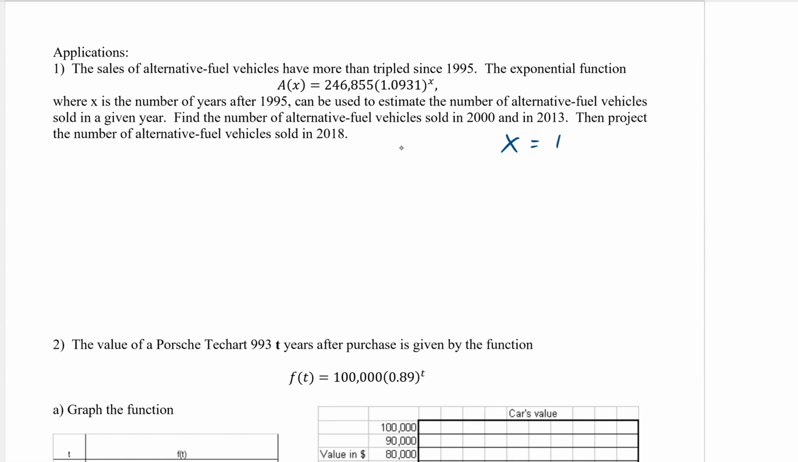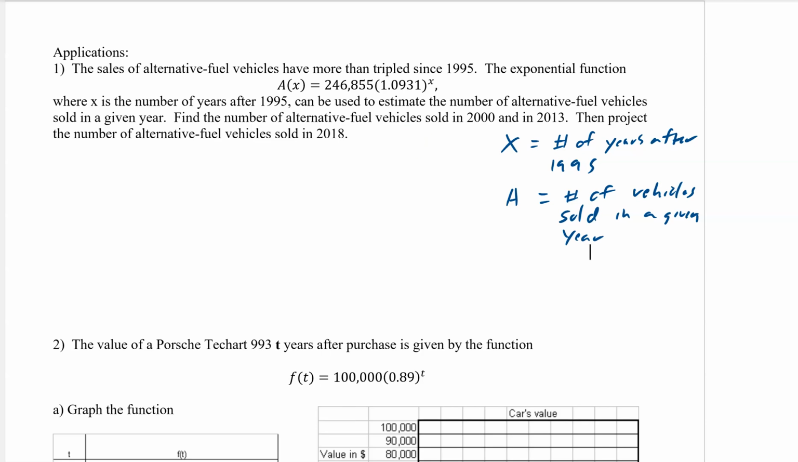So x equals number of years after 1995. And so our A here is the number of alternative fuel vehicles sold in a given year. So number of vehicles sold in a given year. So what that means is if we plug in a year, it tells us how many vehicles were sold that year. And x is the number of years after 1995.